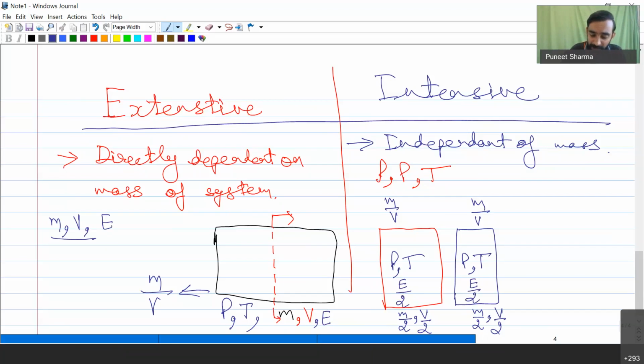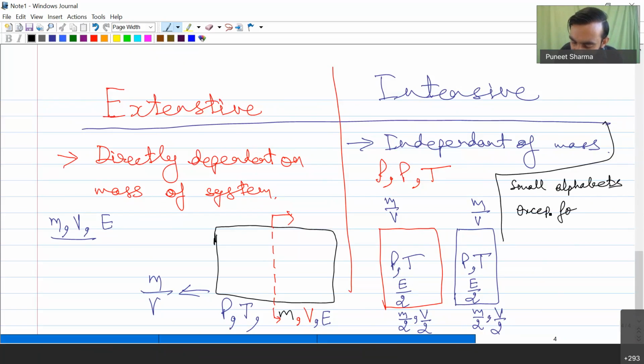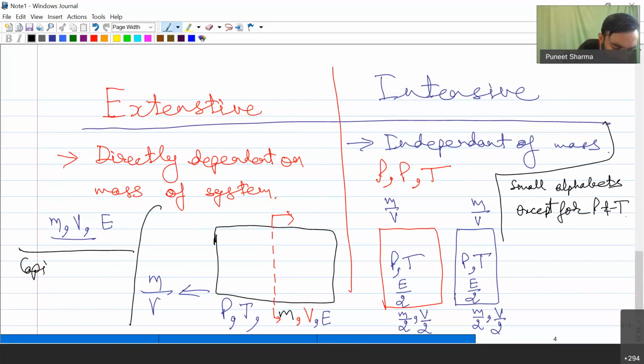Now there are a few more things. What we generally do when we specify the intensive properties is we mainly use small alphabets. The only exception is pressure and temperature. So we use small alphabets except for pressure and temperature, which are the intensive properties for which we write capital alphabets. Apart from these, each and every intensive property is specified with small alphabets. And for extensive properties we use capital alphabets.